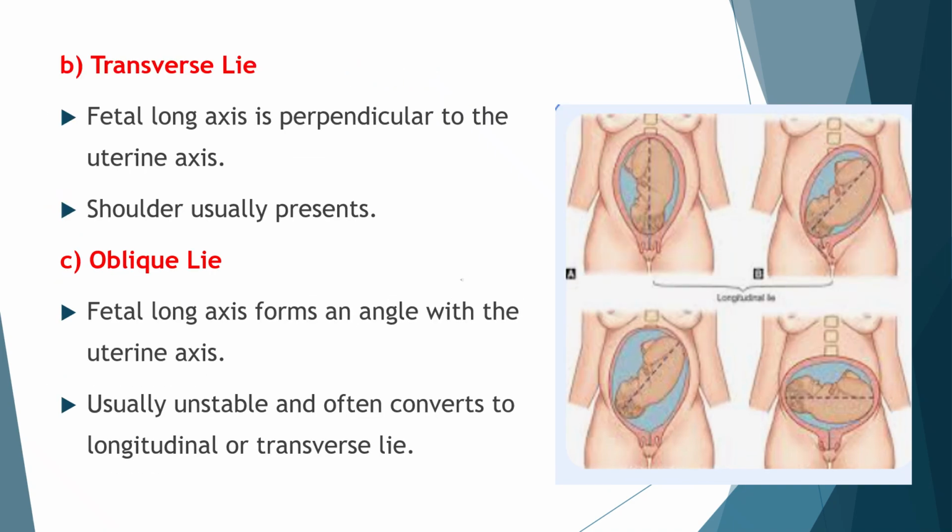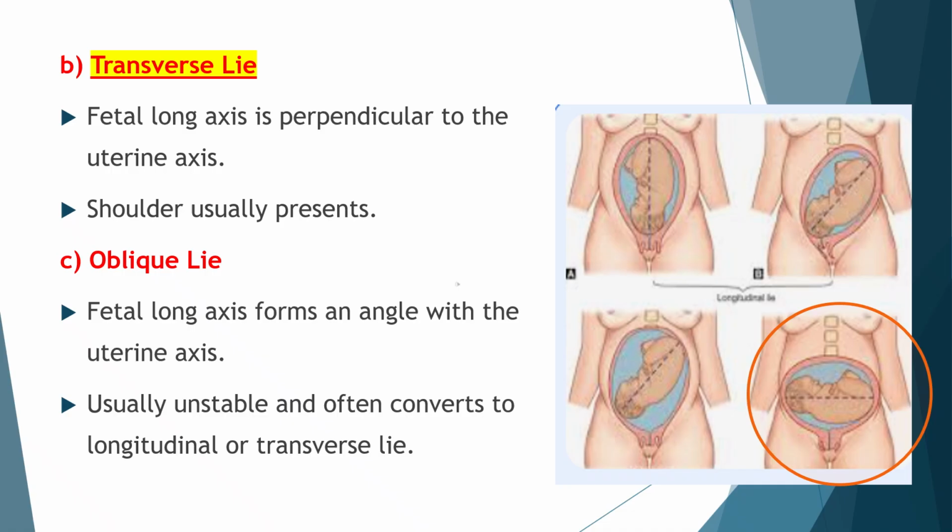Dear students, let us continue with the other types of fetal lie. We have already discussed the longitudinal lie, which is the normal and most common type. Now let's look at transverse lie and oblique lie. First, transverse lie. In this type, the baby's long axis is perpendicular to the long axis of the uterus.